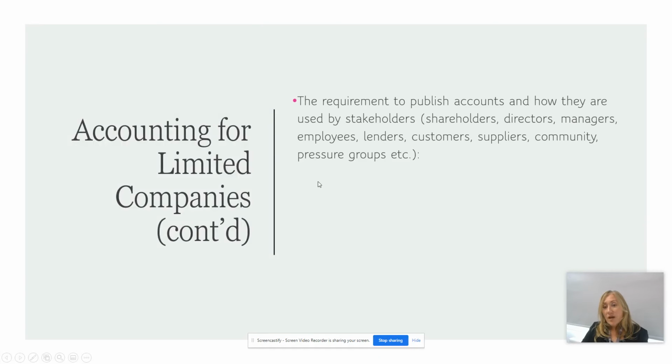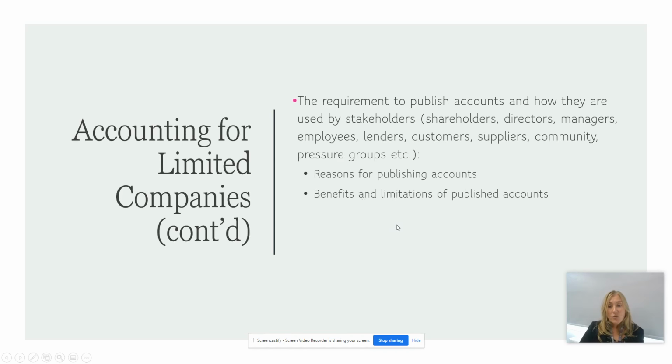We also need to know about the requirement to publish accounts, so how they're used by stakeholders. This is probably more likely to crop up in section C, I would say. So remembering the stakeholders, there are going to be shareholders, directors, managers, employees, lenders, customers, suppliers, the community, pressure groups, investors, potential investors, the list goes on and on. So the reasons for publishing accounts, why we do it, benefits and limitations of published accounts.